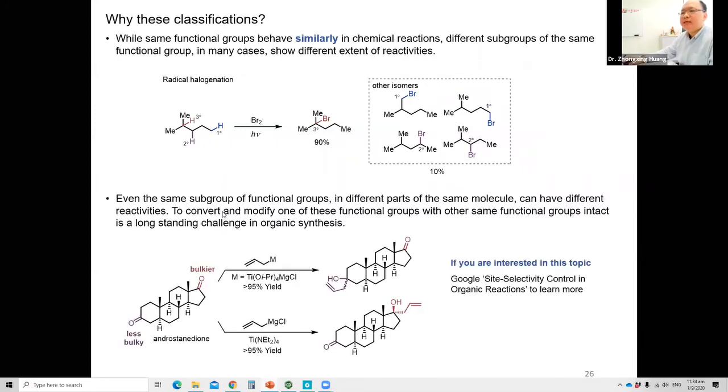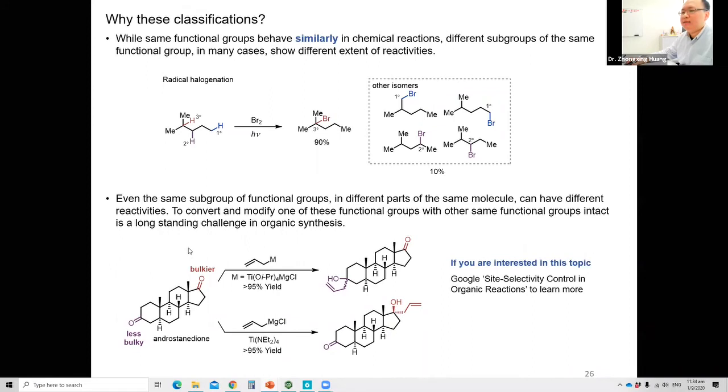Also, even the same subgroup of functional groups in different parts of the same molecule can have different reactivities. For example, you have this biological molecule called androstenedione, and you have 2 ketones here. The 2 ketones can react very differently. Under some reaction conditions, it reacts with the less bulky ketone. In other conditions, it reacts with the bulkier ketone.